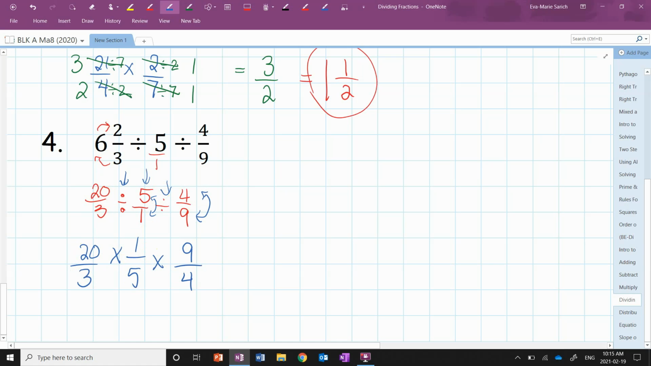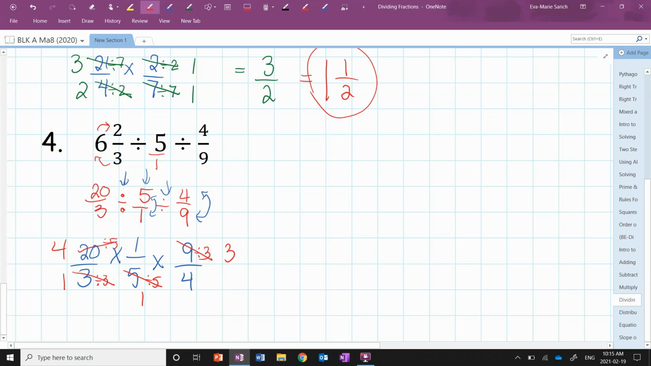Now we're looking to reduce. So I'm hoping that you recognize 3 and 9 reduce. They both divide by 3. 3 divides by 3 to become 1. 9 divides by 3 to become 3. I'm hoping you recognize 20 and 5 divide by 5. So 5 divides by 5 to become 1. 20 divides by 5 to become 4.